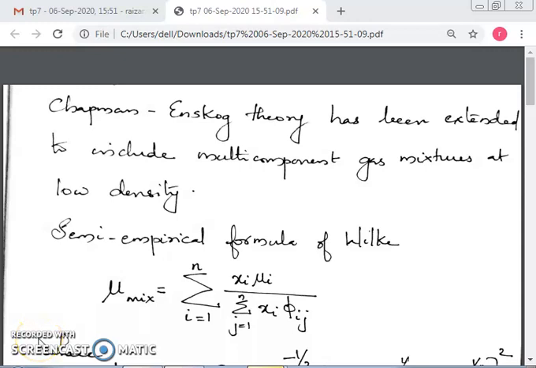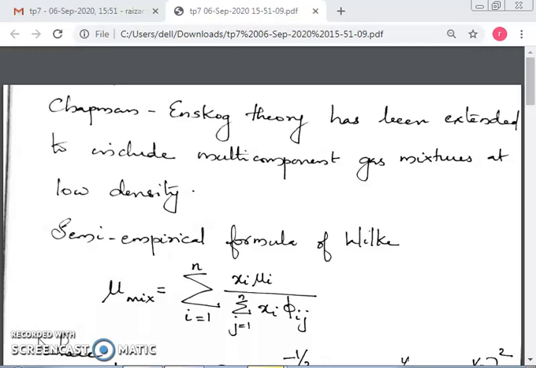So in the previous lecture, we have seen the equation for finding out the viscosity of gas at low density. We had two models, that is, one was the rigid sphere model and the other the rigorous model, or the Chapman-Enskog theory. And we have seen the equation for the viscosity of the gas using these theories or models. So next we are going to find out the equation for finding out the viscosity of gas mixtures.